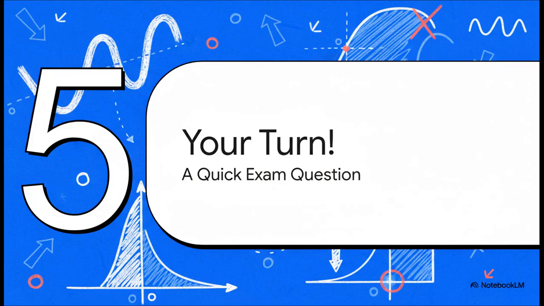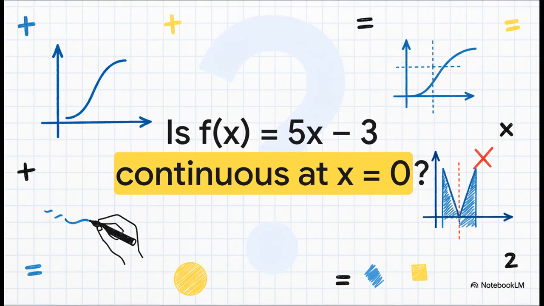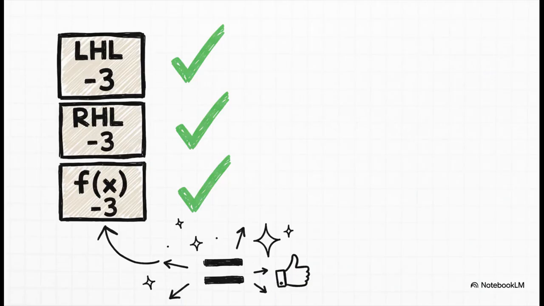Okay, enough of the theory. You know, the best way to build confidence is to actually solve a question. So let's do a typical exam question together, step by step. Ready? Here it is, a question from your textbook, exercise 5.1. The mission is to check if the function f of x equals 5x minus 3 is continuous at x equals 0. So what do we do? We use our 3 golden rules. Chalo, let's solve it.